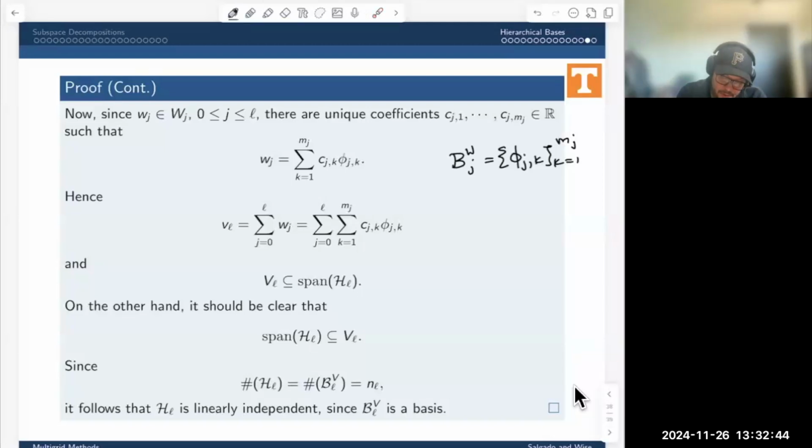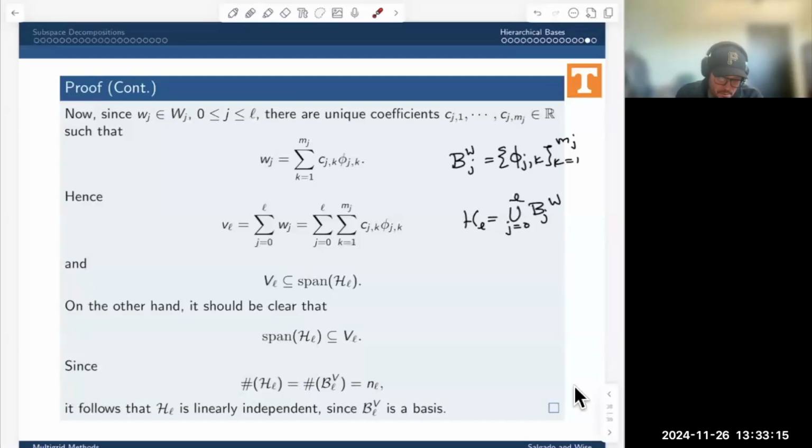What is the union of those? We said that HL is the union of those, J equals 0 to L, BJW. That gives us this space HL. So in fact, what we've just shown is that we're writing all of these in basis functions from this full collection of basis functions. So that shows the spanning nature.